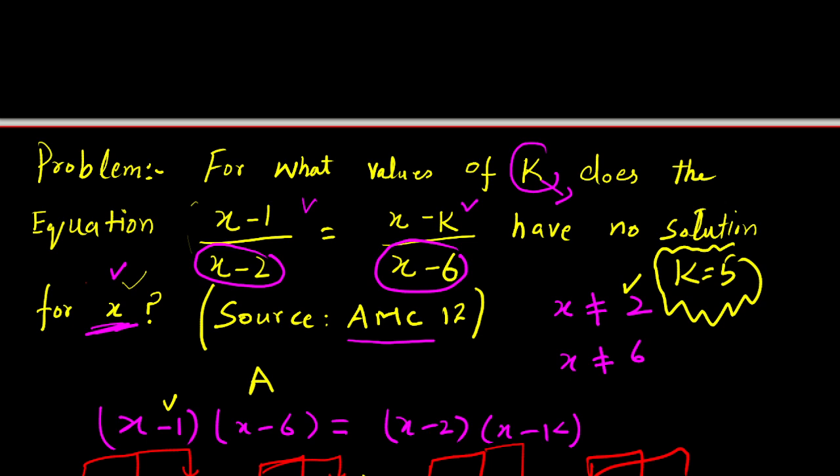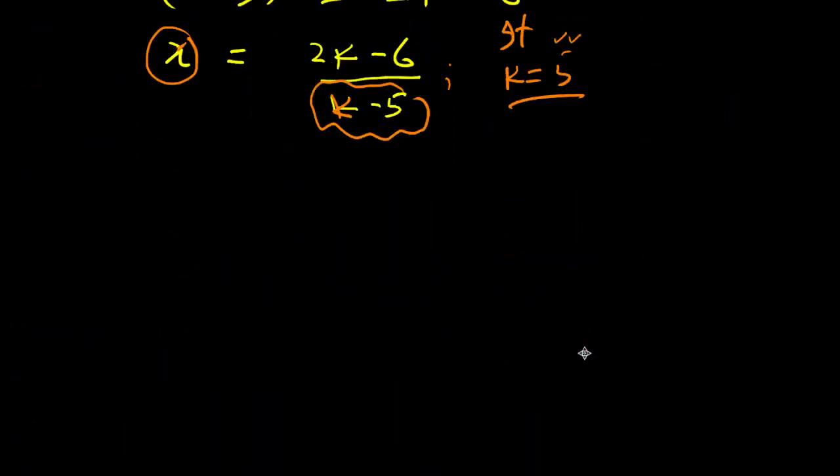So if we take x equal to 6, again the right hand side denominator becomes equal to 0, and again we have no solution. So we have to check whether there is any value of k which produces x equal to 2 or 6. Okay, so k equal to 5 is not the only value for this question, you have to check. So first we take x equal to 2.